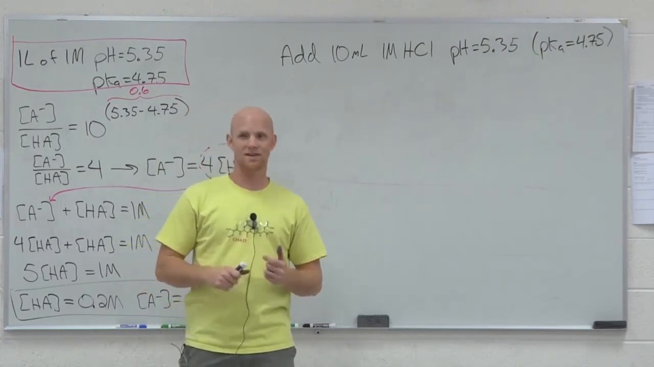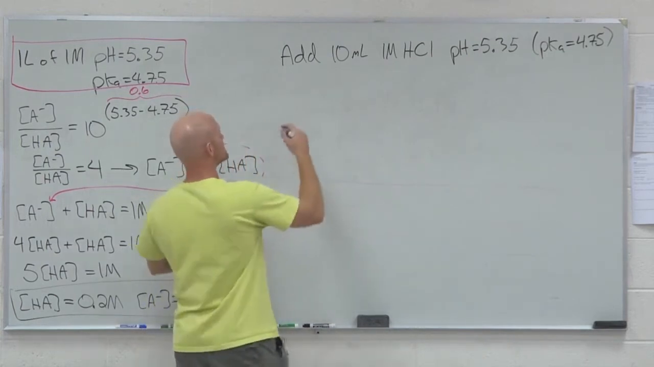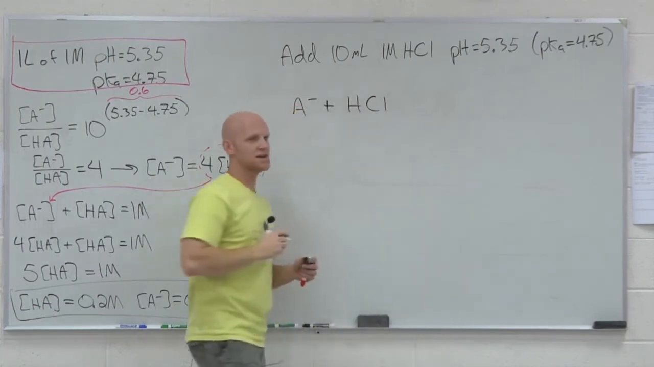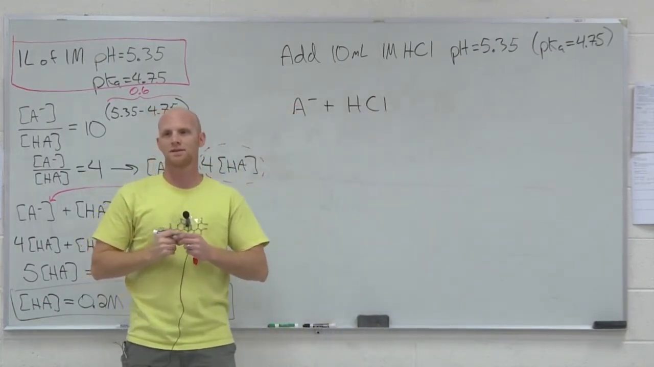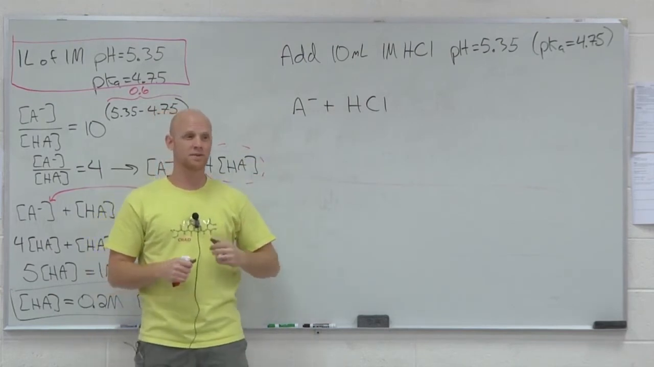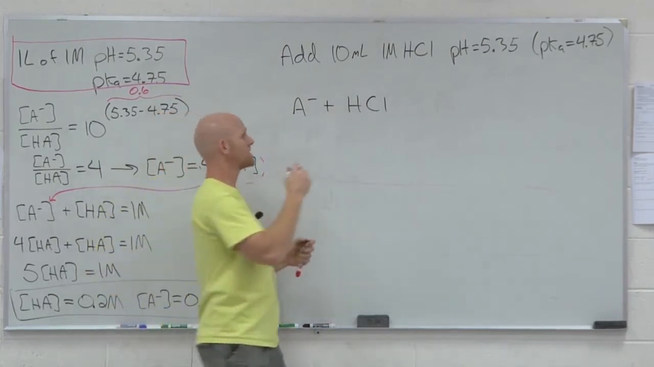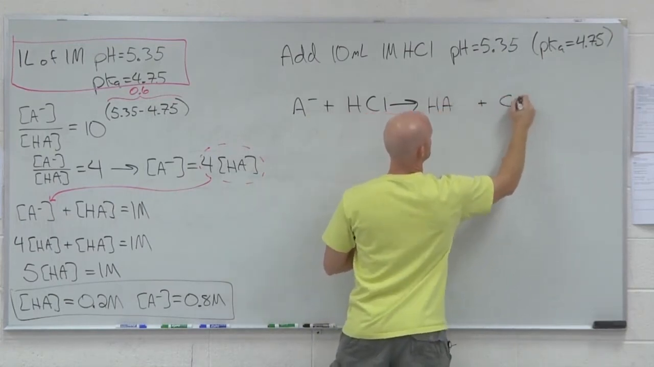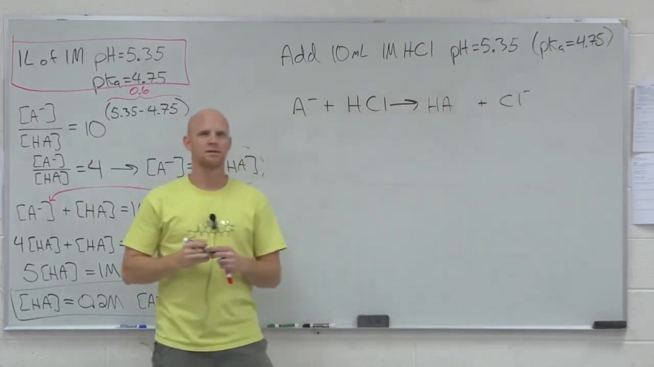So what base do we really have in our solution for HCl to react with? The conjugate base, the acetate ion in this case. So the reaction we're looking at is really the A minus reacting with HCl. That's the reaction we're looking at. And again, with HCl involved, is this equilibrium or is this going to completion? Going to completion. And in this case, we're going to form some HA and some chloride.